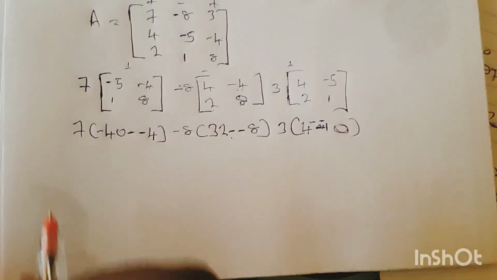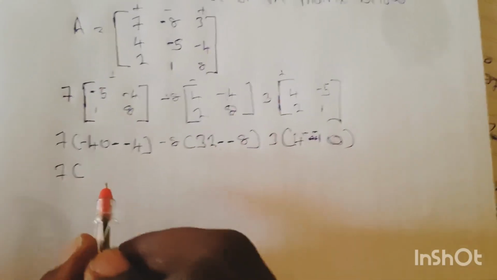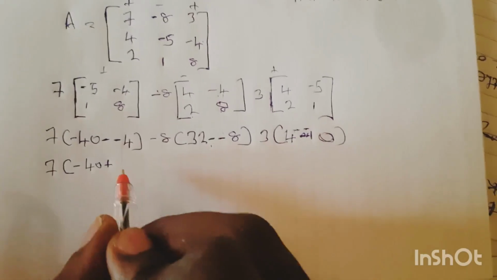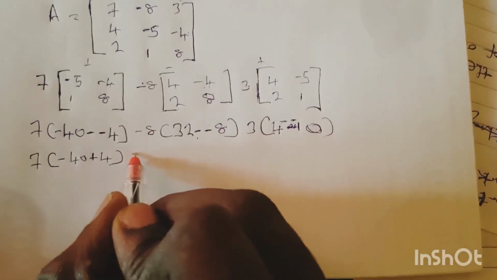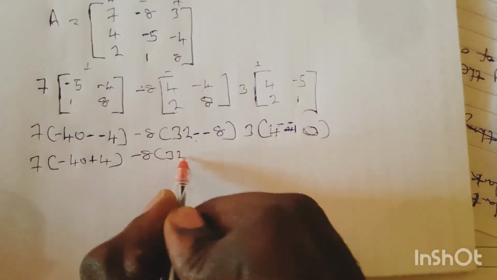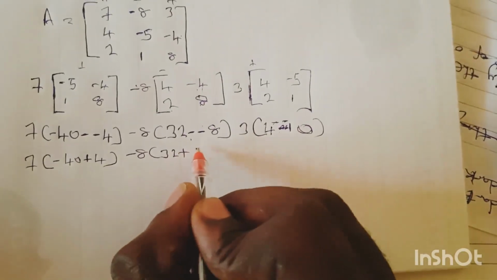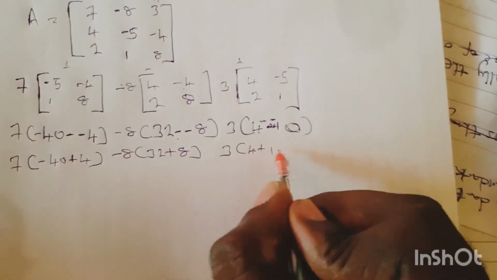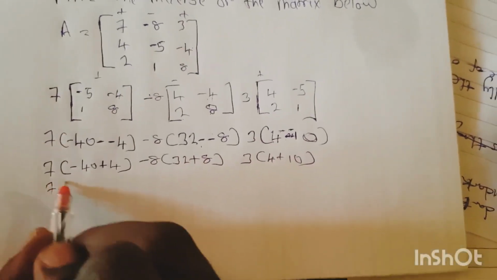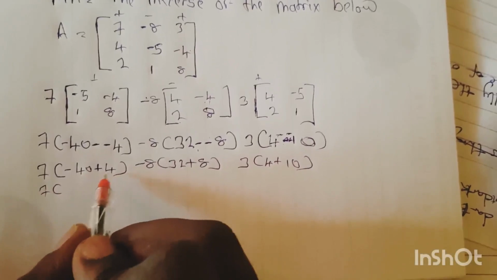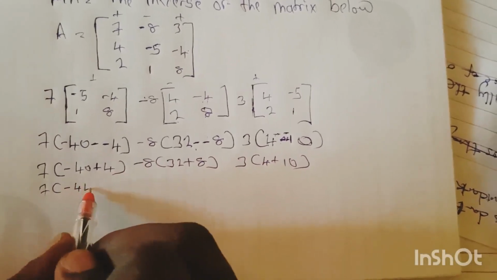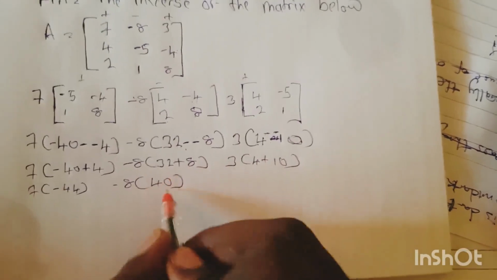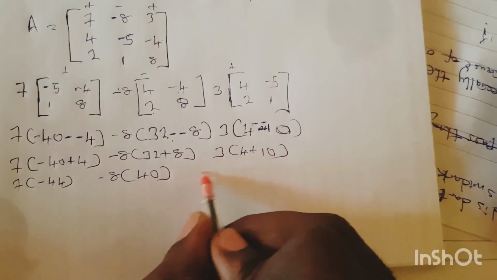So we are going to sum up now. So bring out 7 first of all. Bracket. -40 plus 4, that's -44. Then -8 times 32 plus 8, that's 40. Then 3 times 4 plus 10, that's 14.